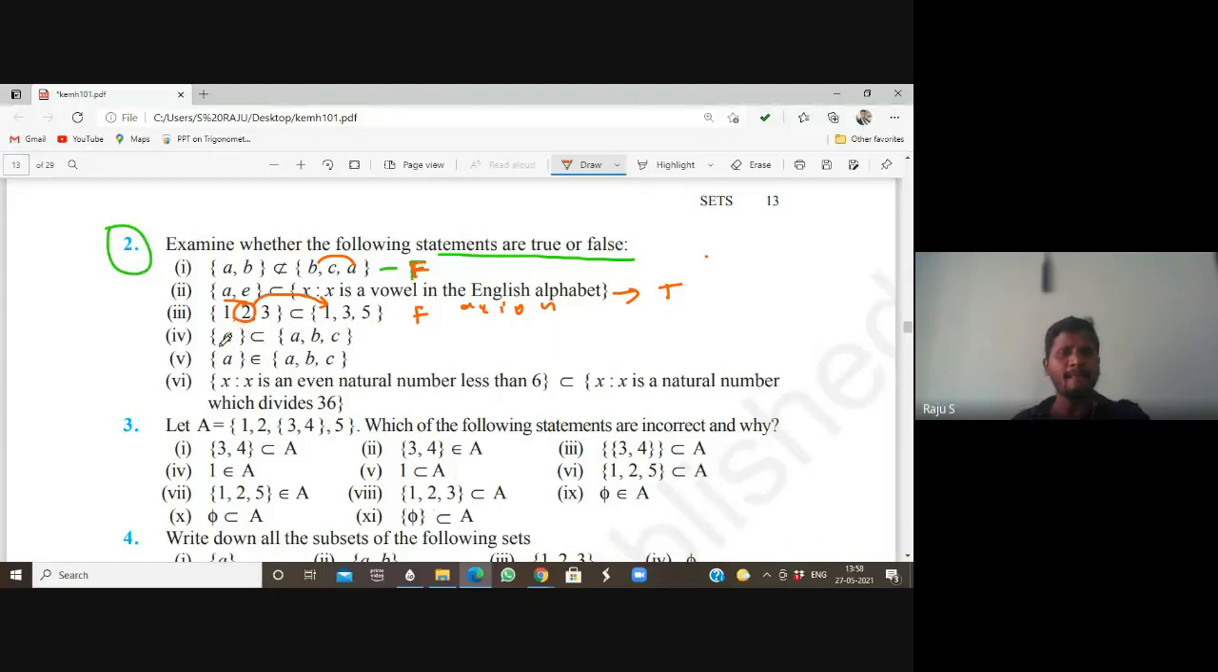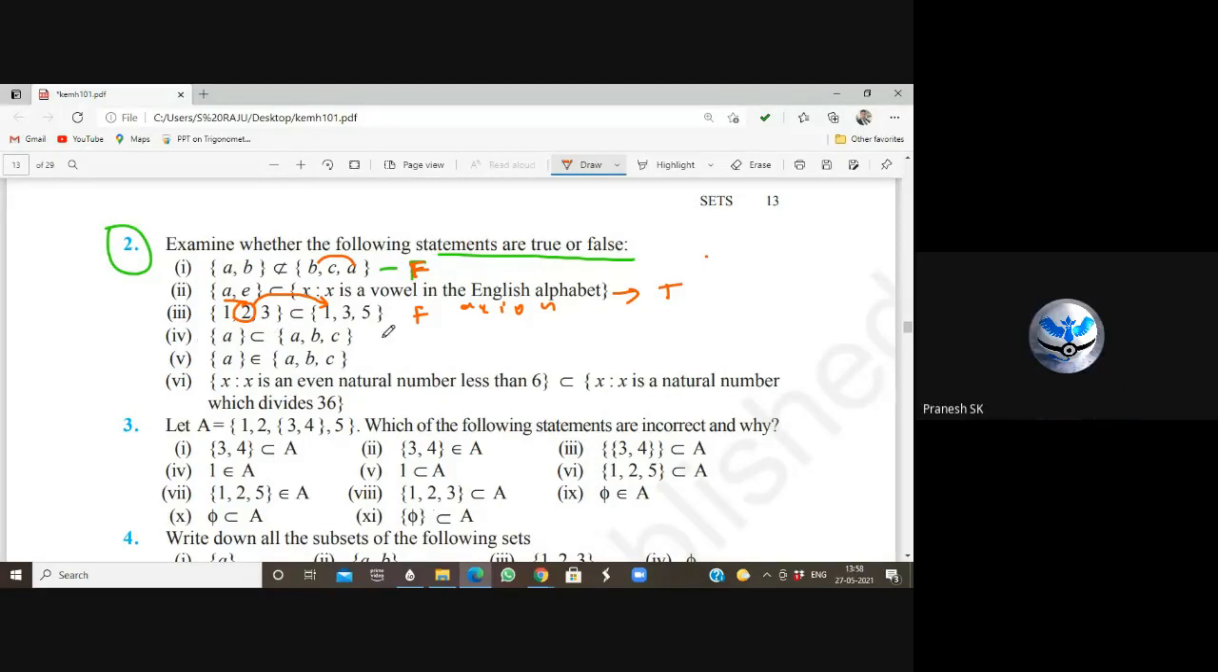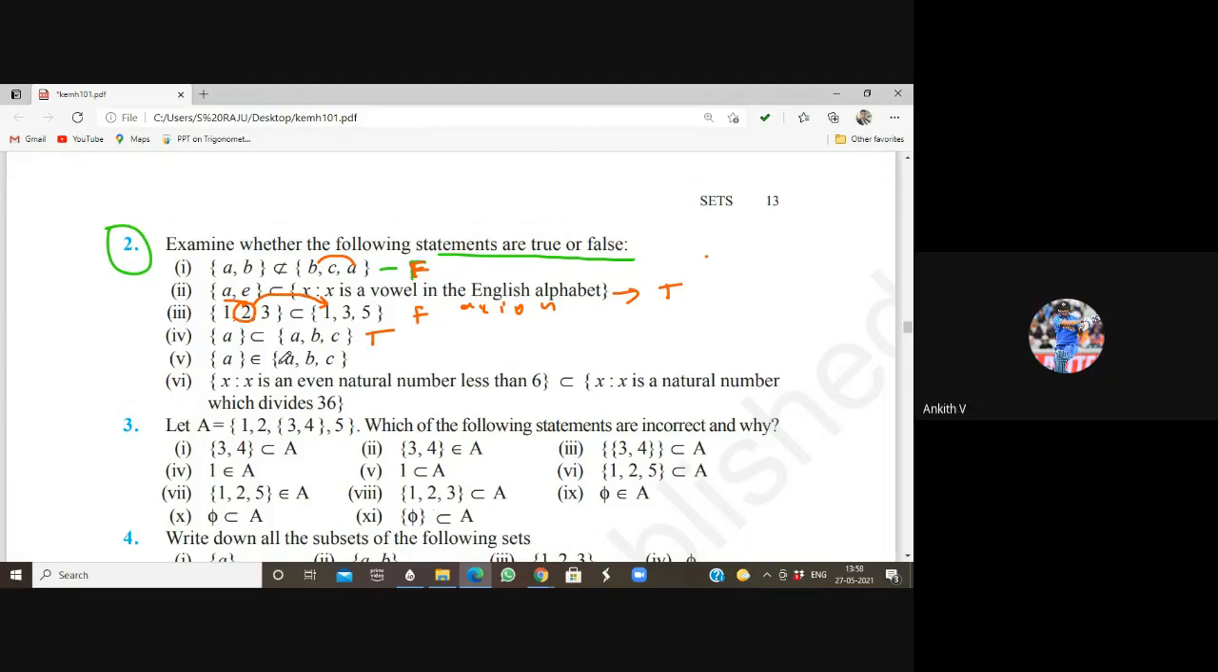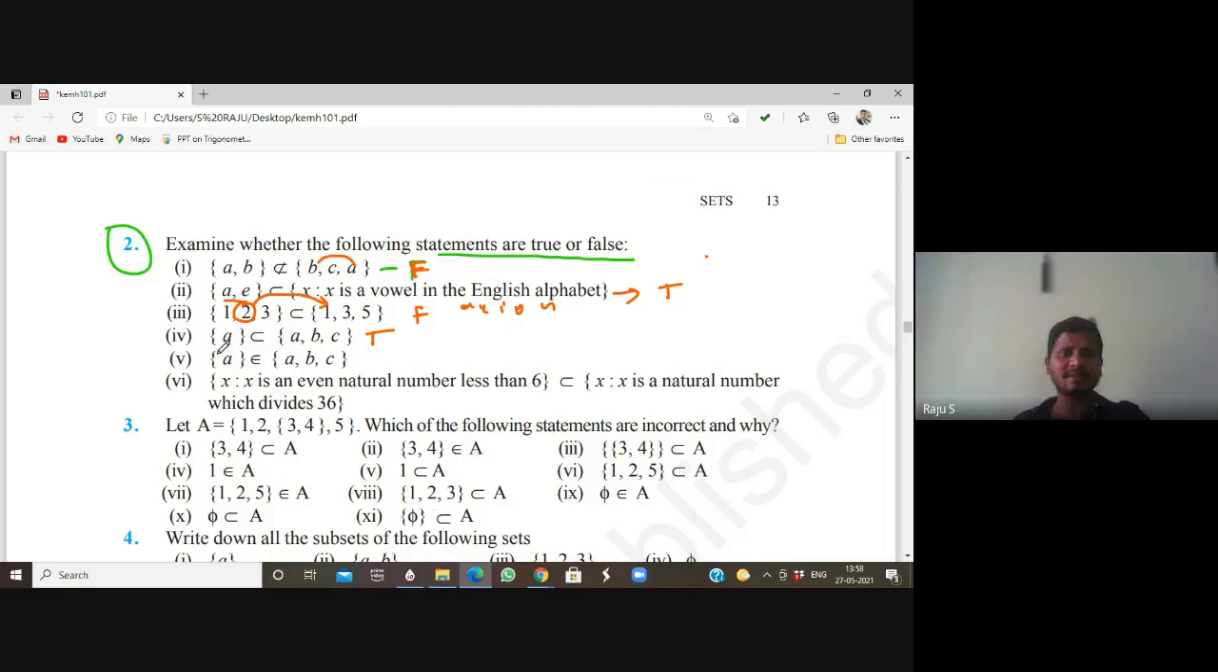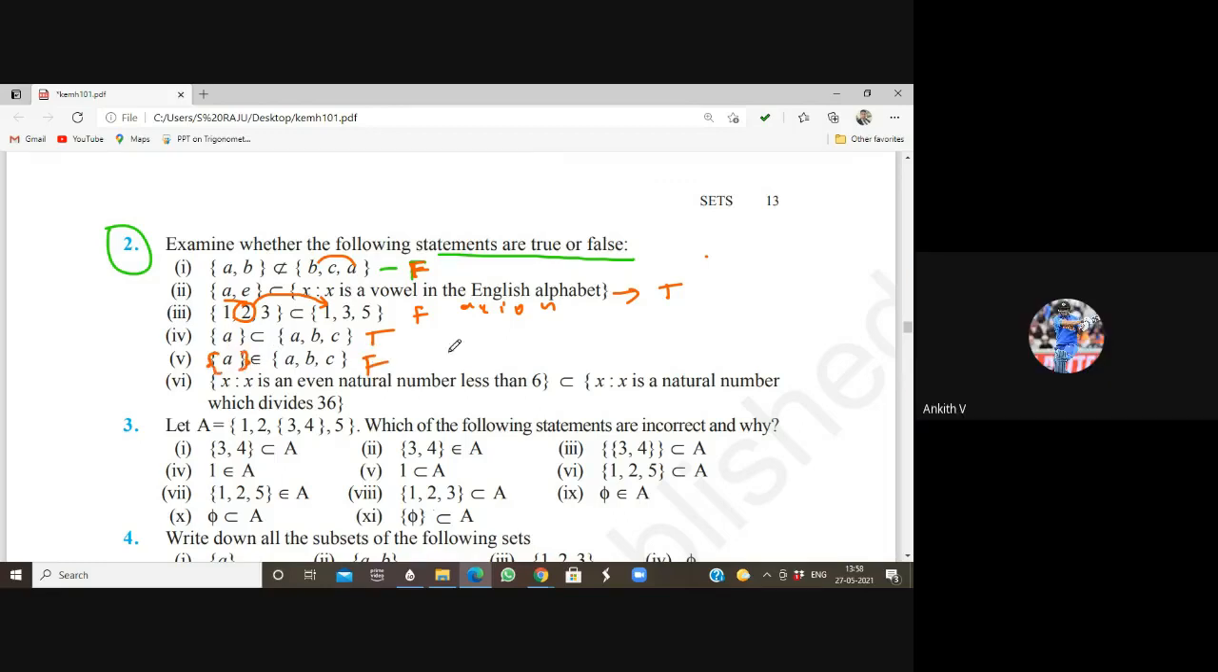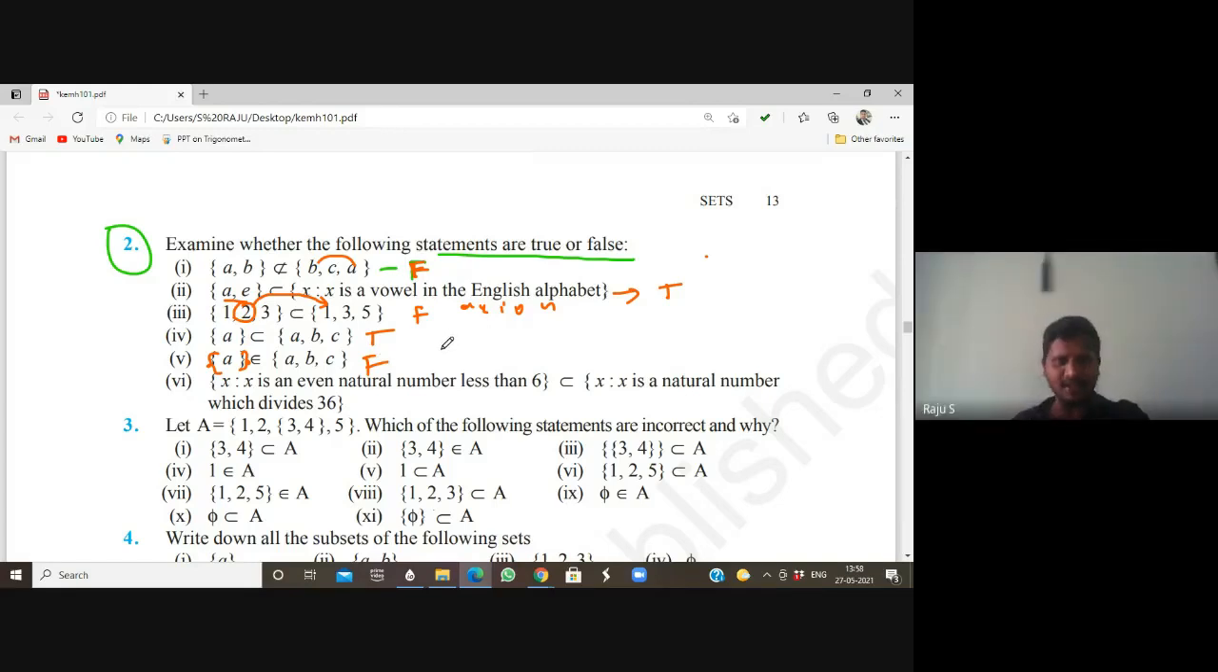Right. Then this, true, sir. A is there in both the sets, sir. Is it true? False. Why? Because this is the symbol of a set, but they given belongs to. If they plainly give A, we can say it belongs to A. Exactly, without the curly bracket, it would be true.